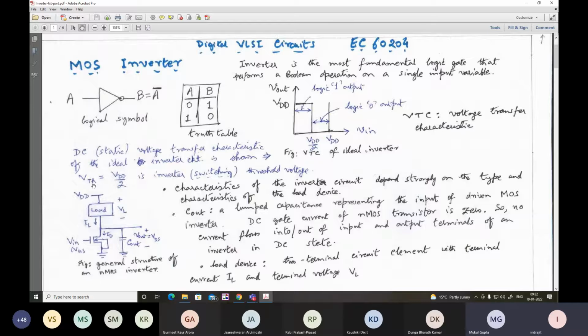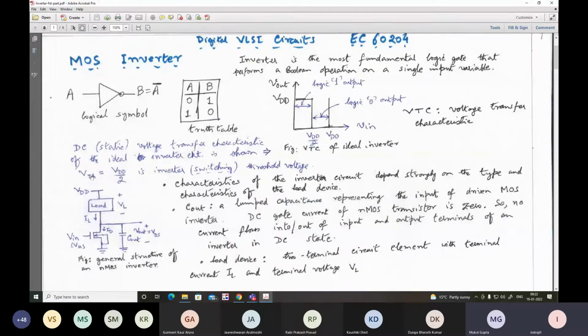Here we are writing VTH2, but normally we'll change this symbol from VTH to VM, or VS, because this is the switching threshold voltage, and VM is typically in the middle of the range, but it is not in the middle. So instead of writing VTH, we'll make use of terms like VM or VS, because it is referred to as the inverter switching threshold. Now, what is this inverter switching threshold voltage? That also we shall see.